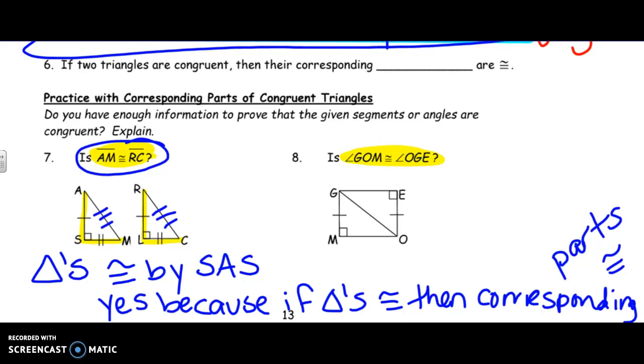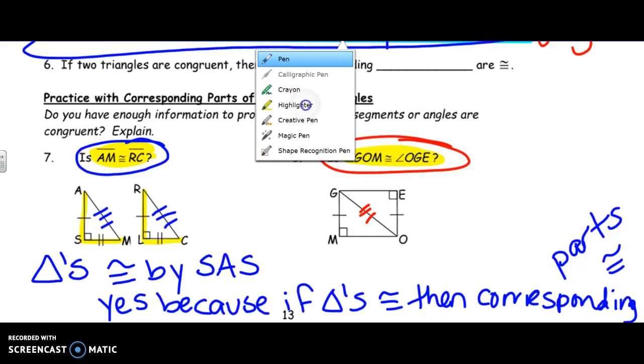Well, let's look at problem number 8. To decide if the angles are going to be congruent, let's first figure out if the triangles are, because if the triangles are congruent, everything else will match up. So if I look at triangle 808, let me mark this reflexive line to kind of help myself here.